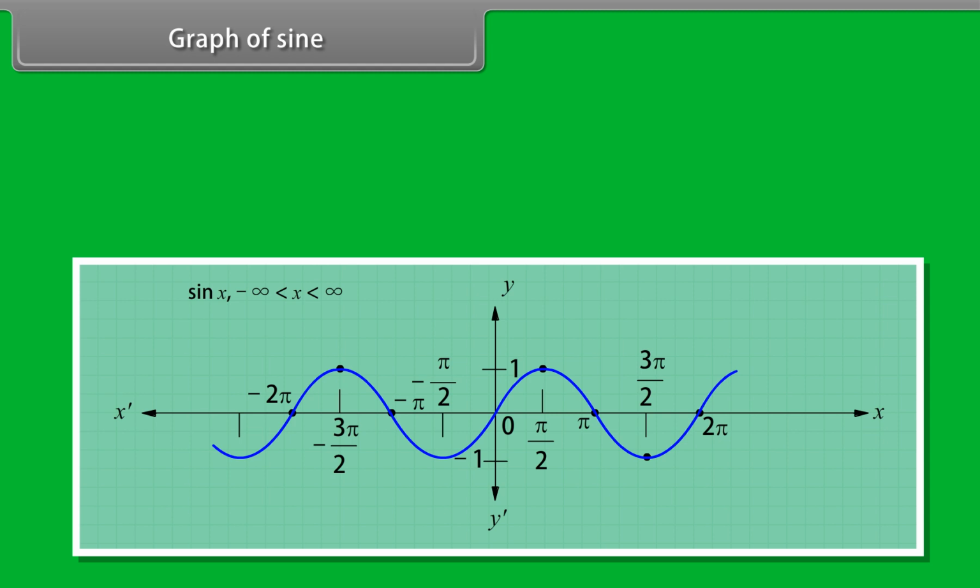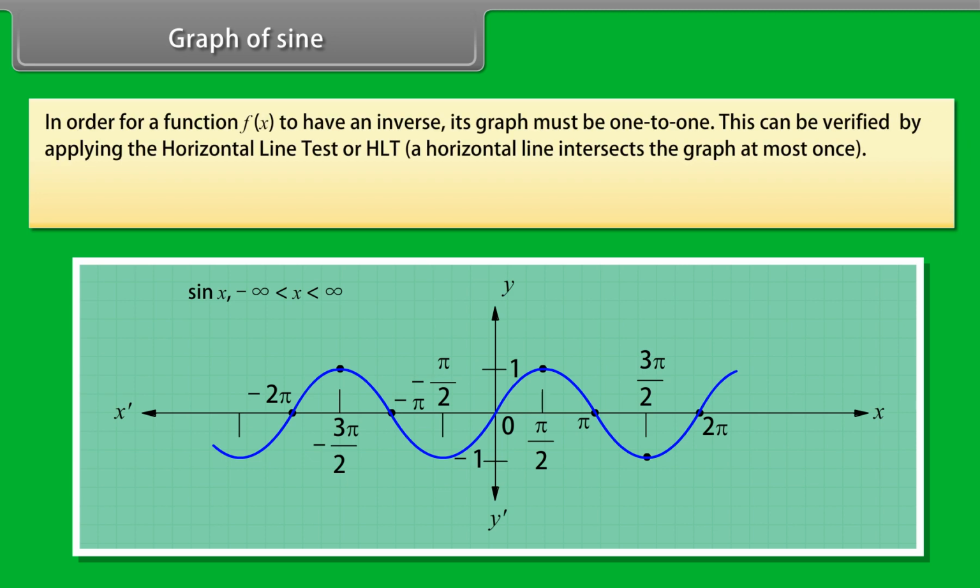This is the graph of f of x is equal to sine x. In order for a function f of x to have an inverse, its graph must be one-to-one. This can be verified by applying the horizontal line test, or HLT. A horizontal line intersects the graph at most once. Clearly, the graph of sine x fails this test. So, how do we define the inverse of sine x?